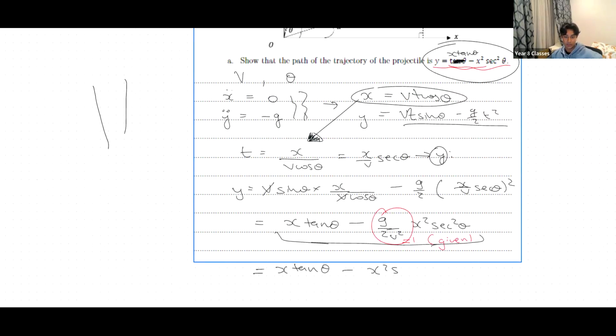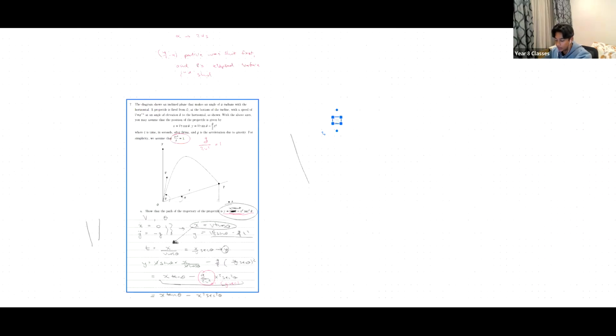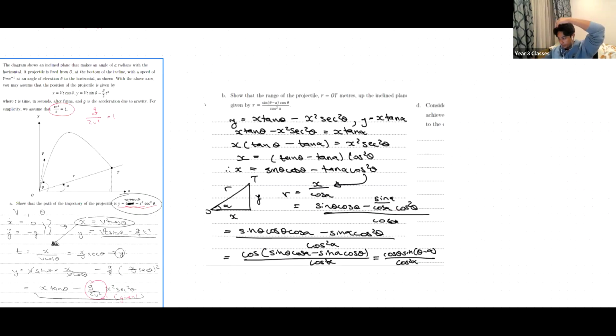The next part is finding an expression for range up the inclined plane. We don't have time to go through it probably, so I'm just going to put it in here with the answer so you can see how I worked through it. This will be part B, just on the right. You can have a quick look through it in the last minute and see if you have any questions on what I did.